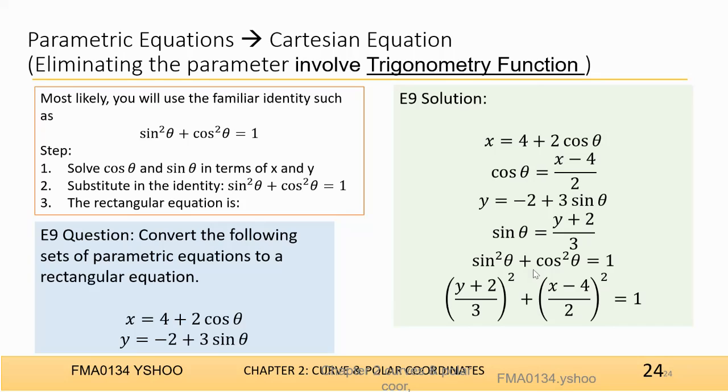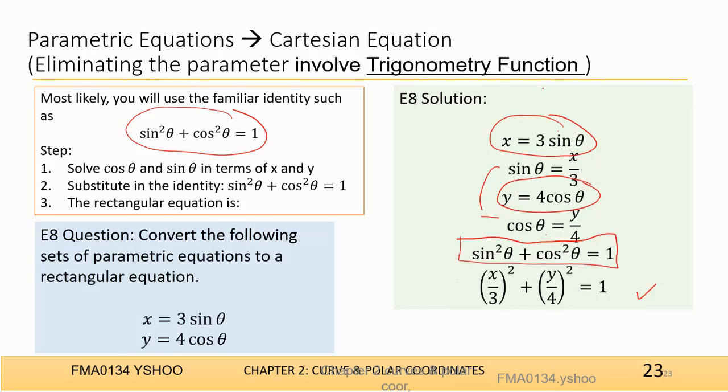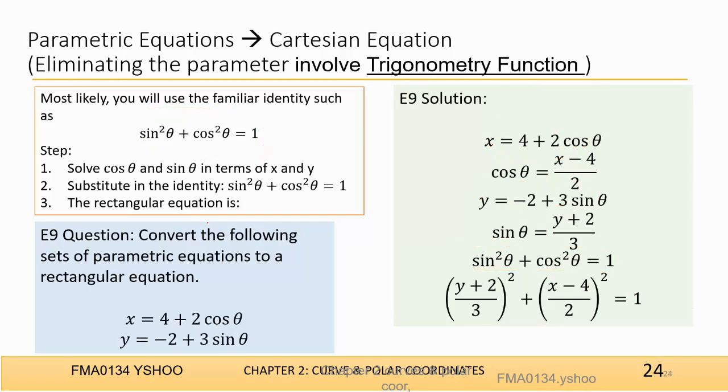Okay, so now this is another example, a bit more complicated than just now. Just now it was 3 sine theta, 4 cos theta. Now it's a bit more complicated. It's 4 plus 2 cos theta, -3 plus 3 sine theta. What you need to do is also the same thing. We solve for the cos theta and the sine theta. How do you solve for the cos theta? Move the other things to the other side. After that, what you need to do is just substitute into the same identity, sine squared plus cos squared equals to 1. So you put it inside, as I said just now, you need not expand it, just keep it as it is.